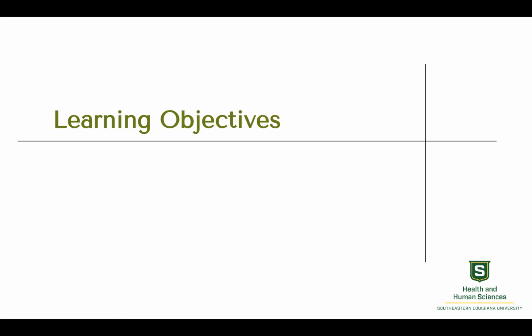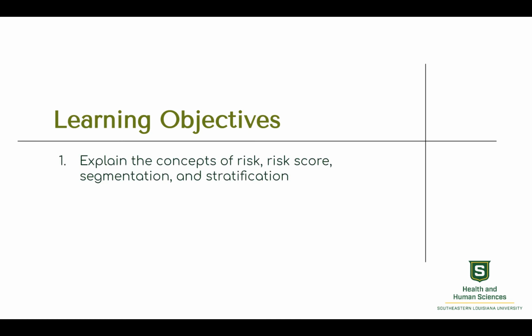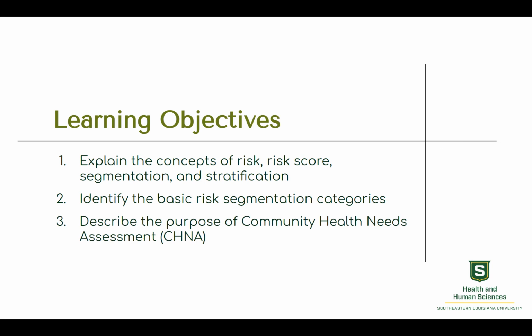So that said, there are three learning objectives for today's class. We're going to talk about the concept of risk assessments, talk about risks, talk about risk score segmentation and stratification. Basically, at this point, I'm just going to define them more than anything else, and then we're going to identify the basic five segmentation categories that we have. And then lastly, I'm going to describe the purpose of community health needs assessment.